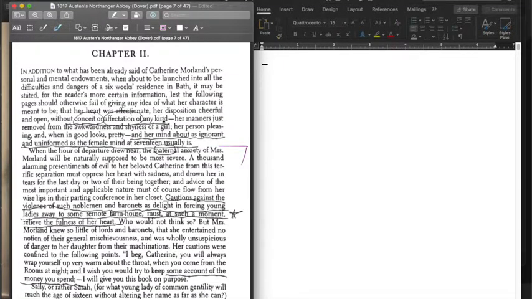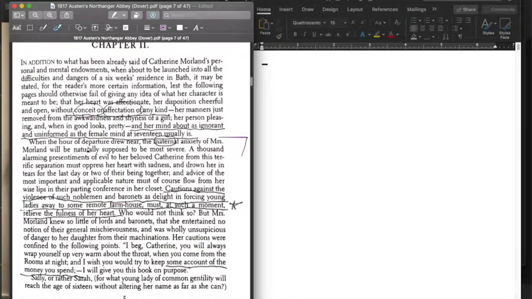Anyway, pay attention to the tone in this scene here. We're on page 5, beginning of chapter 2. When the hour of departure drew near, remember, they're going to Bath. So she's going with the Allens to Bath, which is like they're going to the Jersey Shore. They're going on vacation. And this is a big deal because you don't go places very often back then.